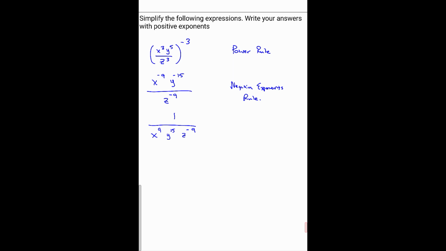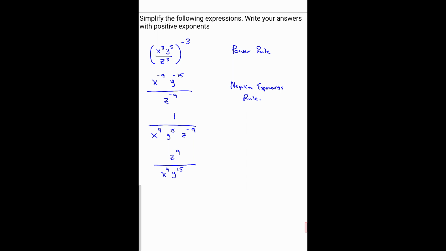So now we got to bring that z to the negative 9 up to the top because it has a negative exponent. So that means we would have z to the positive 9 on top, and on the bottom would be x to the 9th, y to the 15th.